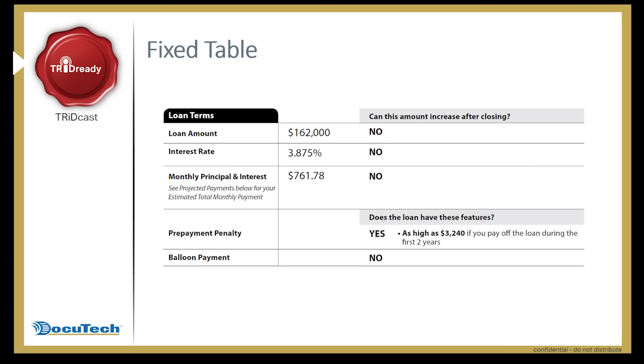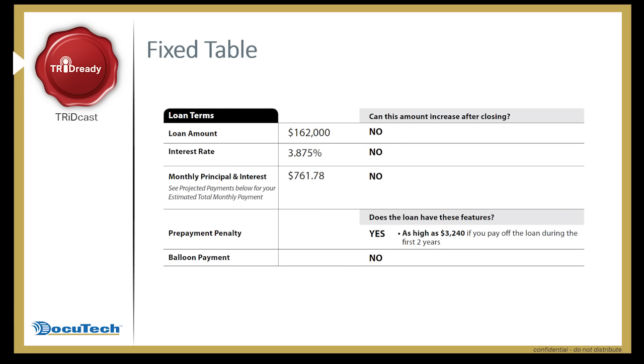And then you can see just to the left of these 3 items, the loan amount, the interest rate, and the monthly principal and interest, there's a section that says, can this amount increase after closing? Now for this particular loan, this is a fixed rate loan, so none of these amounts are going to be changing. So it simply says no for each of them. But we'll be going through all of the different options as we go through different examples during this presentation.